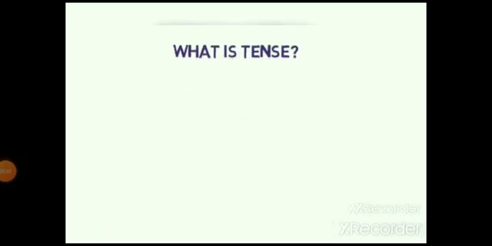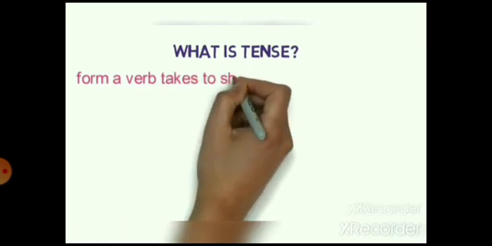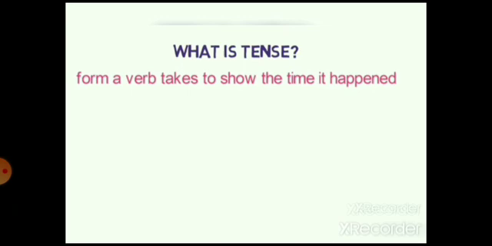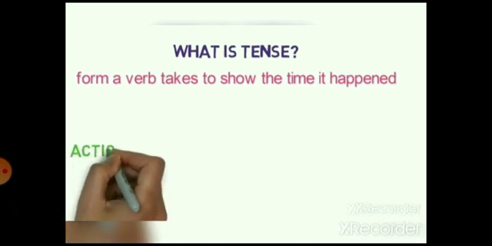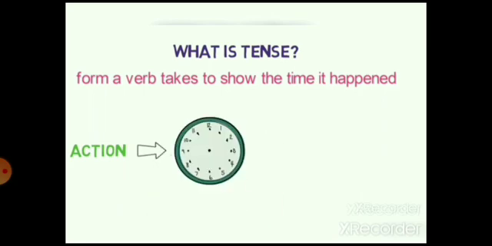What exactly is a tense? Tense is a form a verb takes to show the time it happened. Actually, it describes when any action happened with respect to time. Now, the time the action took could be past, present, or future.